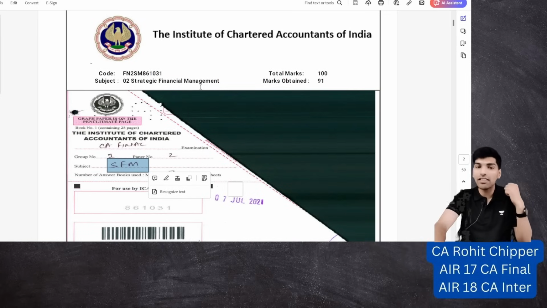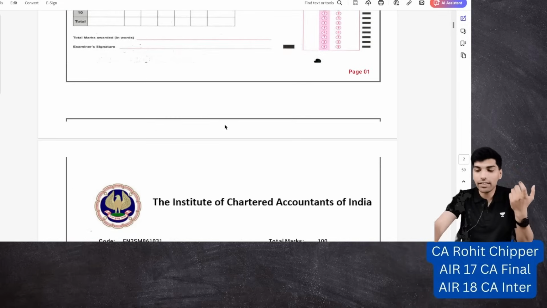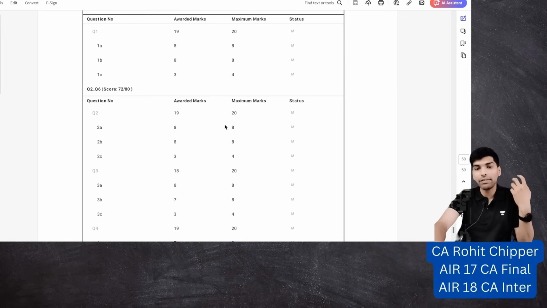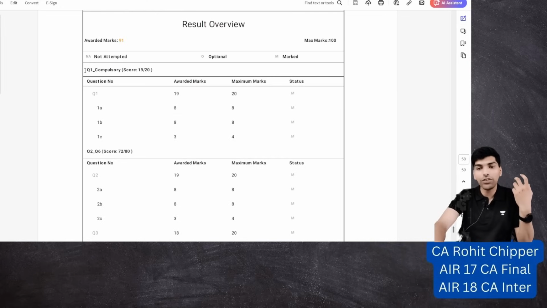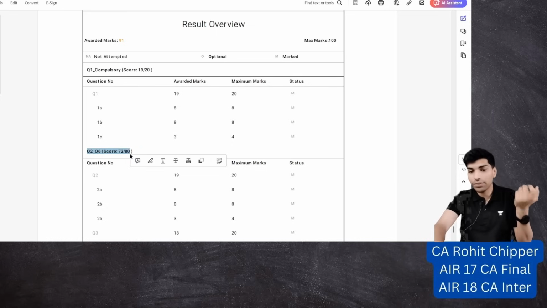I got 6 marks benefit from this scheme, where you get marks based on the best 5 answers. Now let me quickly show you the summary of the marks that I received. At the end of the certified copy, we always have the summary. Here you see question number 1 was compulsory, where I scored 19 marks out of 20. And from question number 2 to 6, which are the optional questions, I scored 72 marks out of 80.